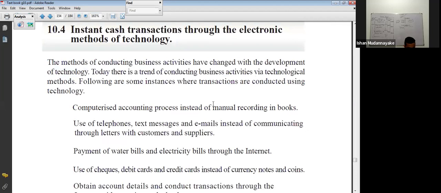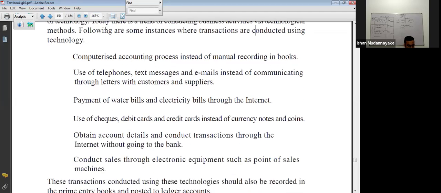In a business, transactions can be done via technological methods. These are some of the transactions conducted in the business using technology. First one, manager. Okay, sir.